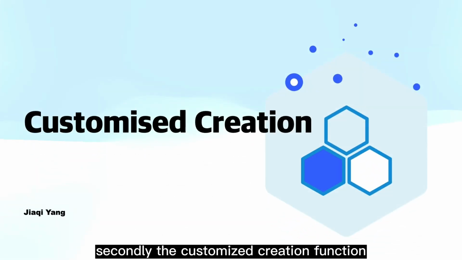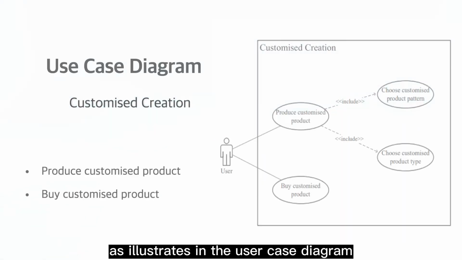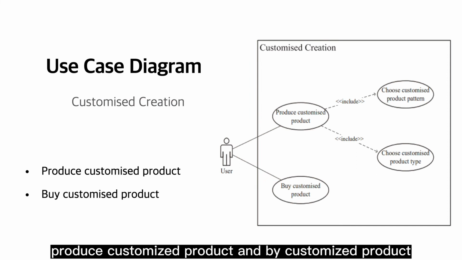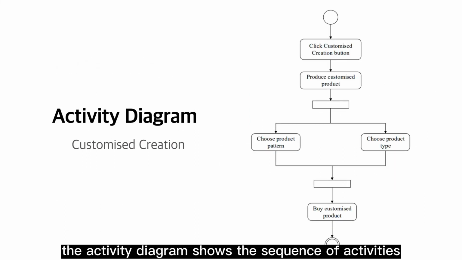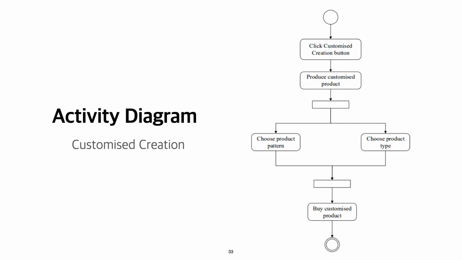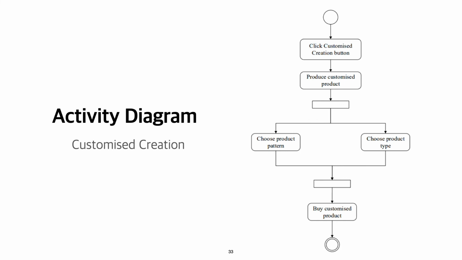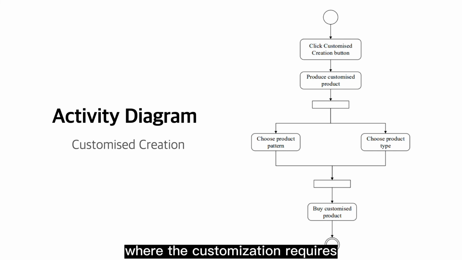Secondly, the customized creation function. As illustrated in the use case diagram, there are two main functions: produce customized product and buy customized product. The activity diagram shows the sequence of activities that take place in this section: clicking on the button to enter the section and start a customized product, where the customization requires the selection of a customized pattern and the type of customized product, for example, mask, clothes, and so on. Once the customization is complete, the user can purchase their own product.